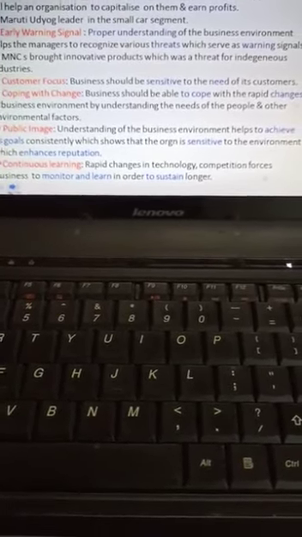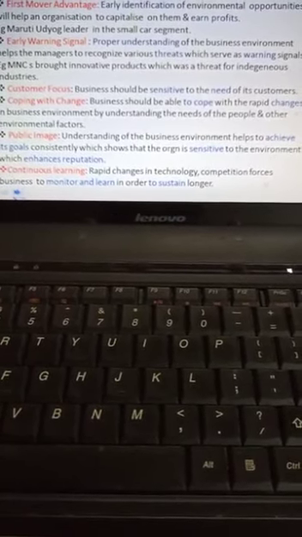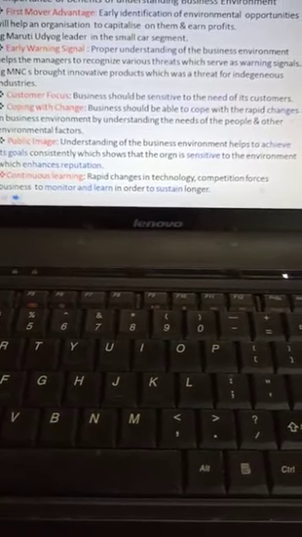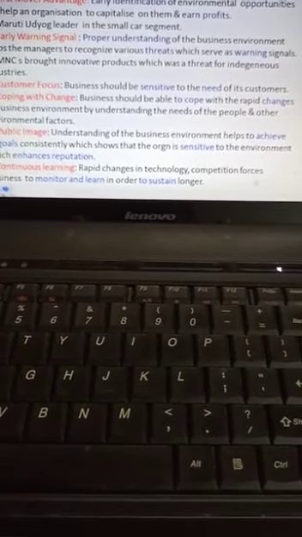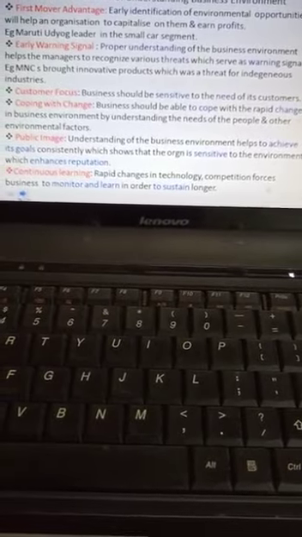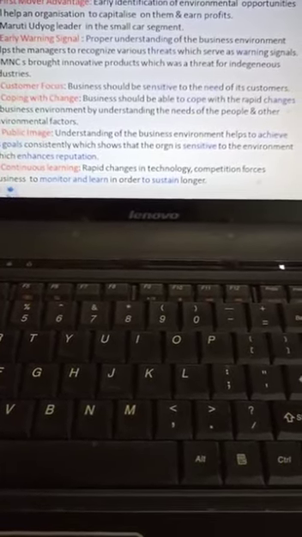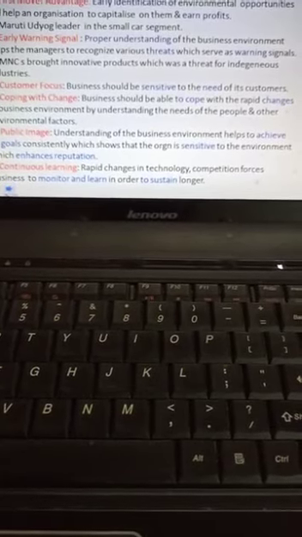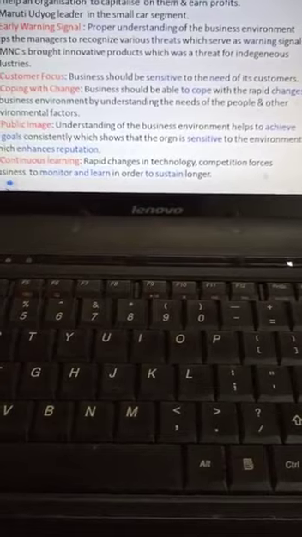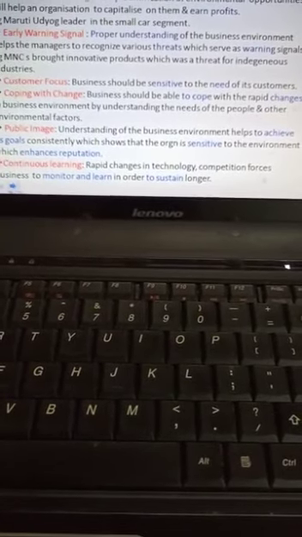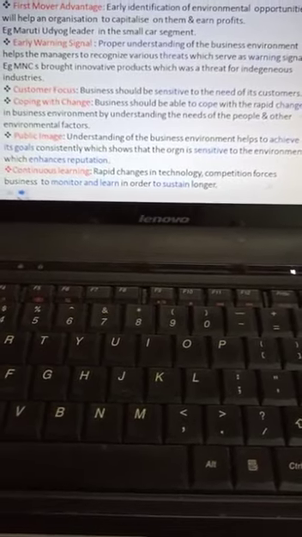Public image: understanding of the business environment helps to achieve goals consistently, which shows that the organization is sensitive to the environment, which enhances reputation. That means if an organization is able to achieve its goals consistently, then it will help the organization to improve its goodwill. Finally, continuous learning.